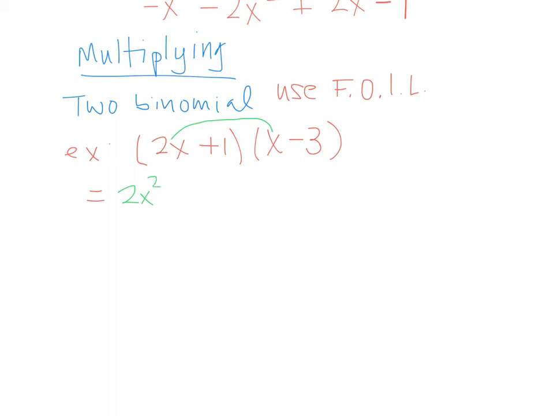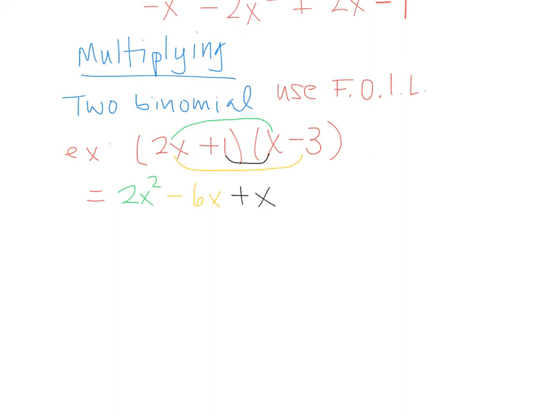And then the O stands for the outer. So the outer terms would be the 2x and the minus 3. We want to remember we keep that negative in there, so that's going to be a negative 6x. And the I stands for inner. So the inner term, that's the 1 and the x, so we get plus x.